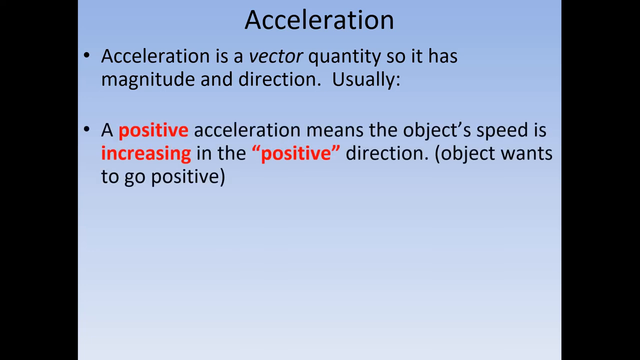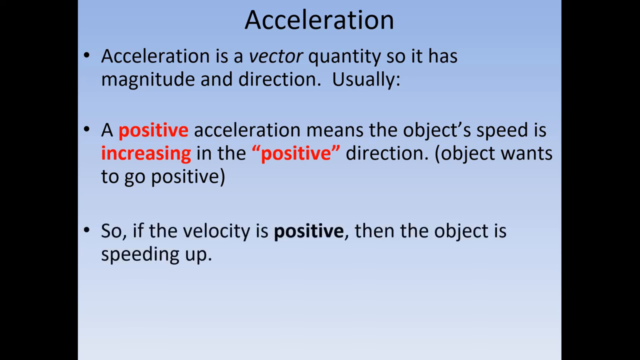So one thing to note is, what does it mean when an acceleration is positive, when it's negative? If we mention that acceleration is positive, that usually means that the object's speed is increasing in the positive direction. So it doesn't necessarily mean that the speed is increasing, but that it's going in the direction of positive. The idea is that the object wants to start going positive. So if the velocity was originally positive to begin with, and there's a positive acceleration on top of it, that means the object will be speeding up as it continues to increase in that same direction.